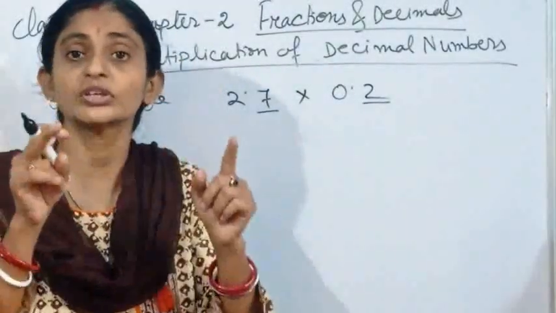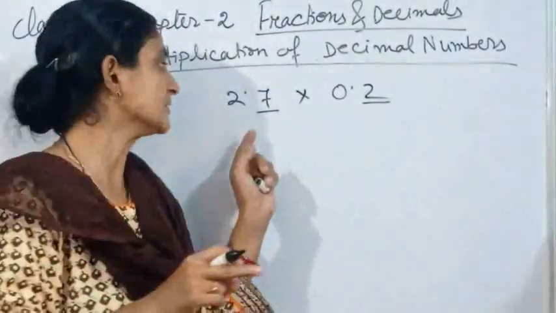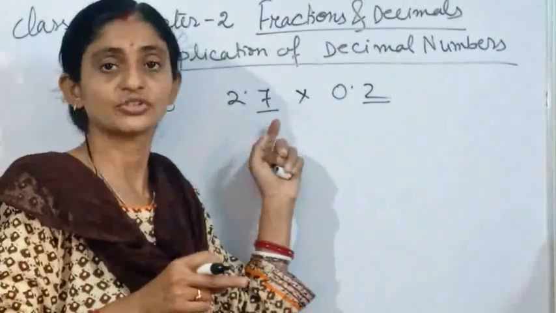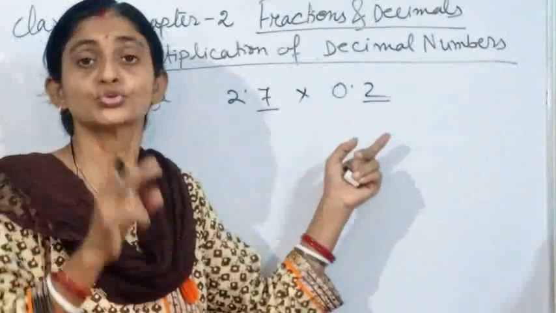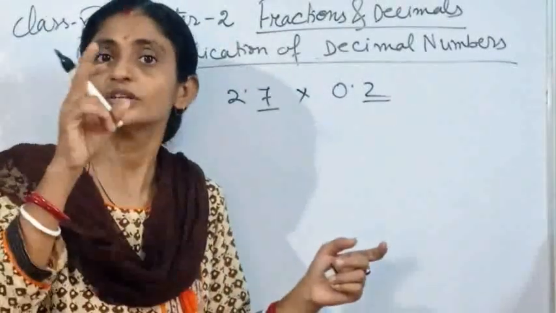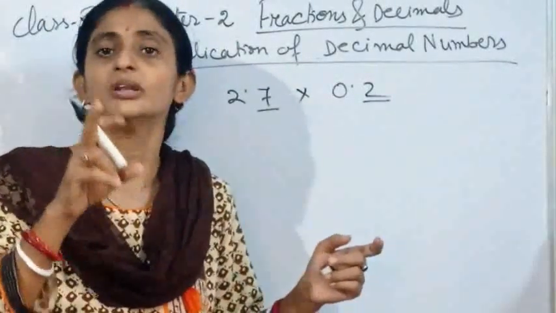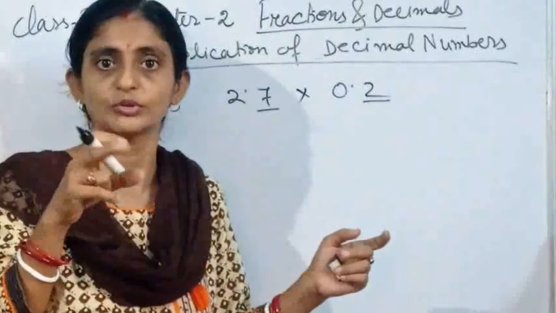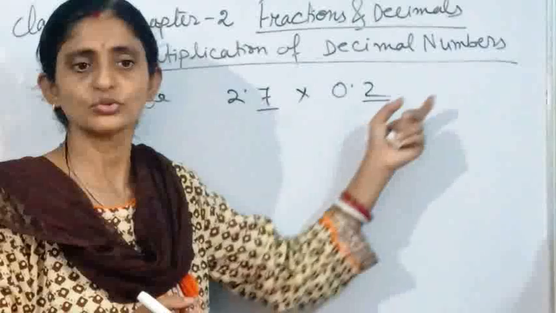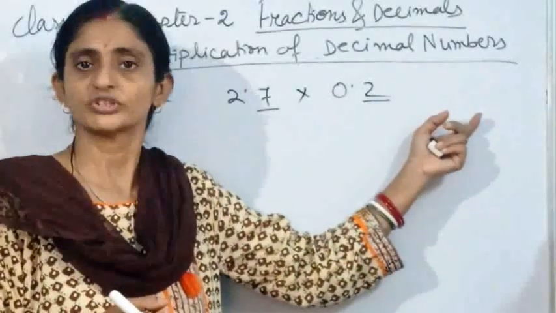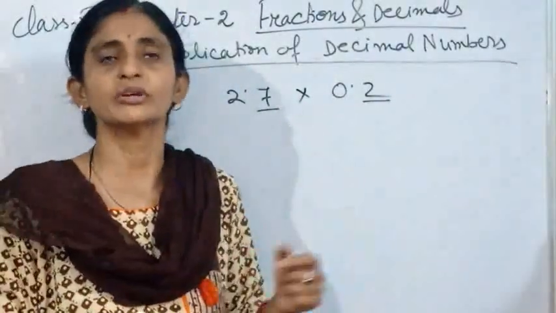So the first thing you have to keep in your mind is that in this multiplication, each of them has one decimal place. So the product you will get must have two decimal places. Yes, the decimal places will be increased in the product because both of them have one place. So in total it will become two decimal places. Now see how we can multiply this.